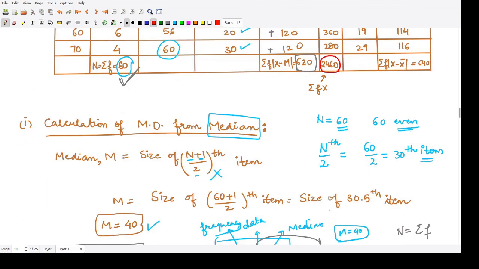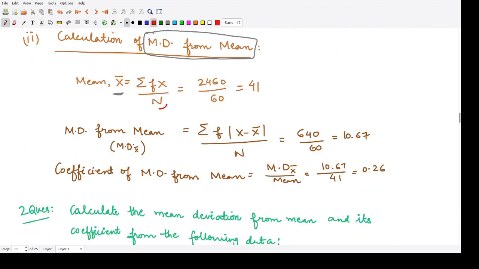So you divide this quantity by the total frequency. So that is 2460 divided by 60, that is 41. This is the corresponding mean. So now we will calculate the mean deviation from mean. It would be equal to summation f modulus of x minus x bar divided by n. So now firstly we will calculate this quantity.